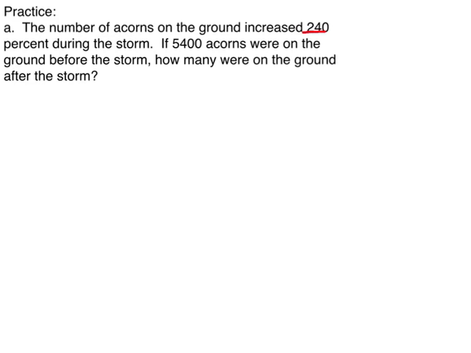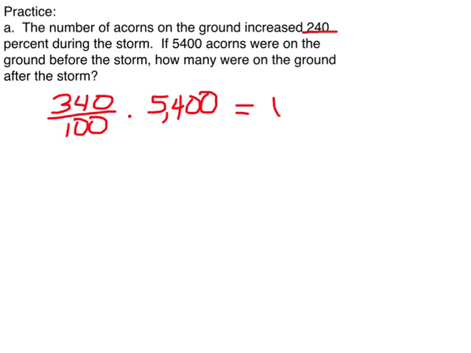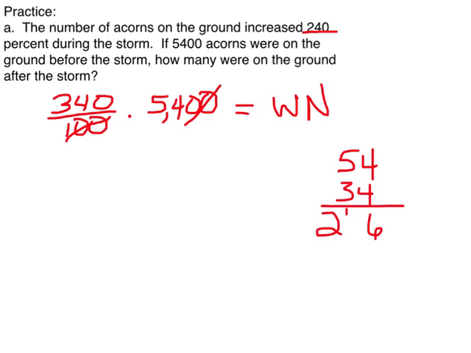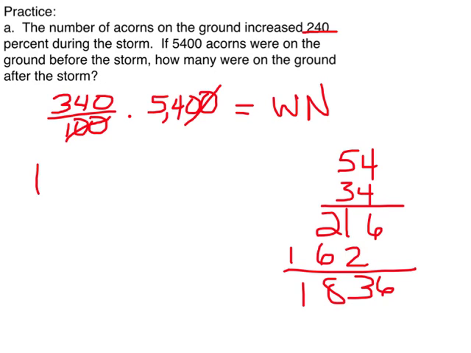All right, it increased 240%. Before it increased, it was already 100%. So we're going to use the number 340% of 5,400 is what number? Then all we have to do is do the math. Let's get rid of these two zeros here and two zeros here. Basically we have a 1 on the bottom now, so we're just going to say 54 times 34 is 1,836.